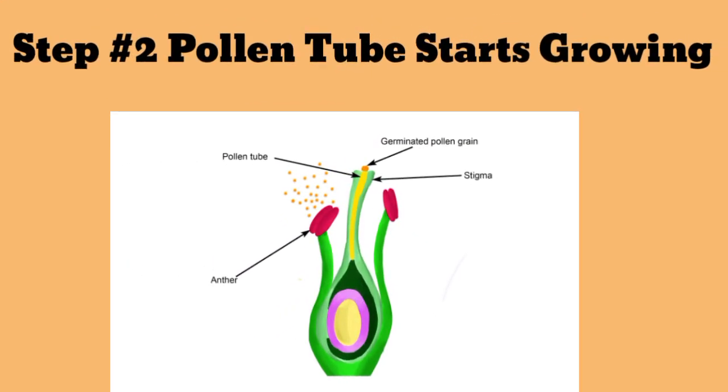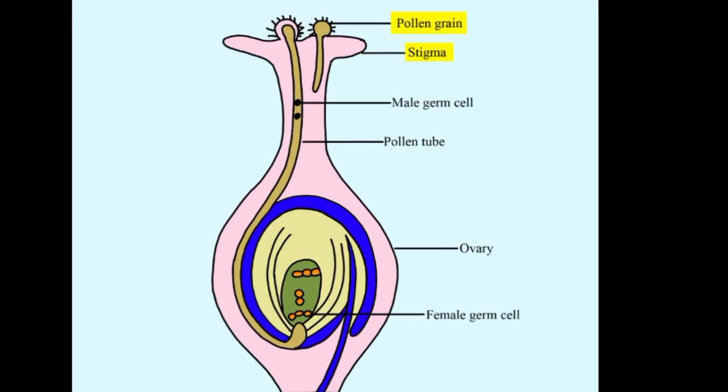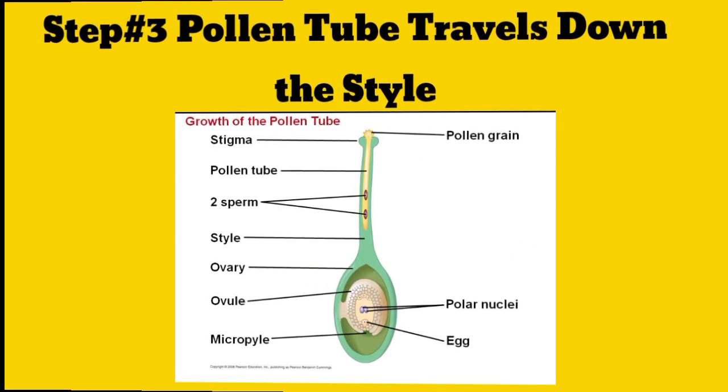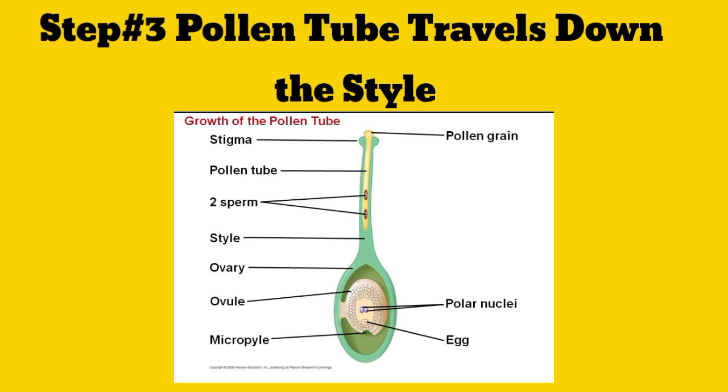After pollination, the second step is that the pollen tube starts growing. When pollen grains fall on the stigma, a small tube arises from the pollen grains and it moves towards the ovary. This small tube is called the pollen tube. In the third step, the pollen tube travels down the style and then enters the ovary.